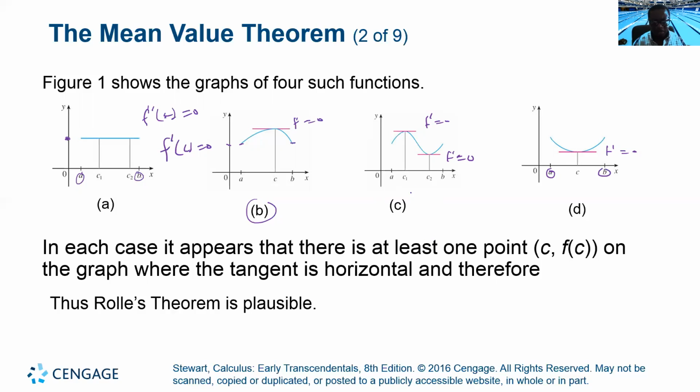So we say that if the function is continuous and differentiable, and the function values at the endpoints are equal, then there is a c in the open interval (a, b) such that f prime of c is equal to 0, where c is a member of that interval.